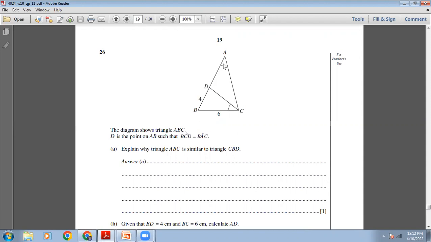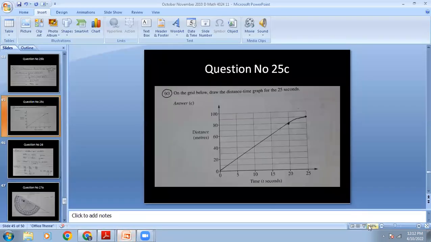You see, these two angles are equal in this big triangle and this small triangle. And this angle B is common to both the triangles. So if two angles are the same in two triangles, they are similar to each other. Let me show you how I have written this.